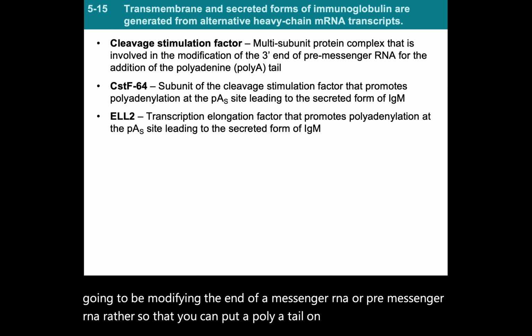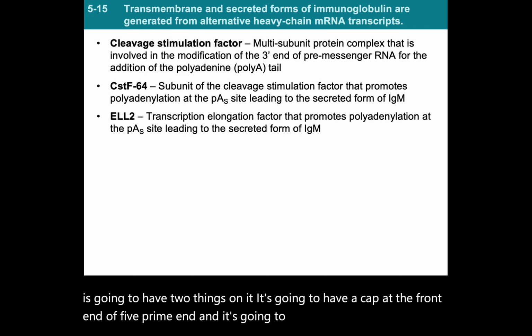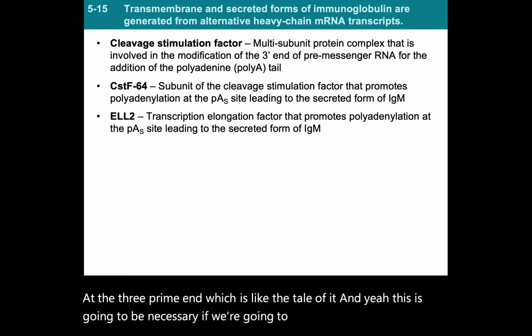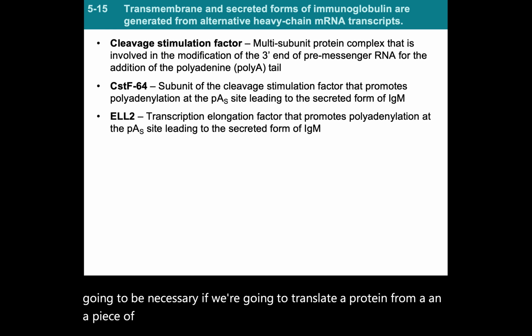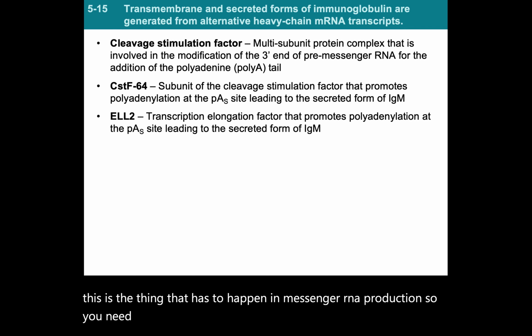Because a messenger RNA is going to have two things on it. It's going to have a cap at the front end, or 5' end, and it's going to have a polyadenosine, just a lot of A nucleotides, tail at the 3' end, which is like the tail of it. And yeah, this is going to be necessary if we're going to translate a protein from a piece of RNA. And since that's the only point of messenger RNA, yeah, this is a thing that has to happen in messenger RNA production. So you need cleavage stimulation factor number 64.